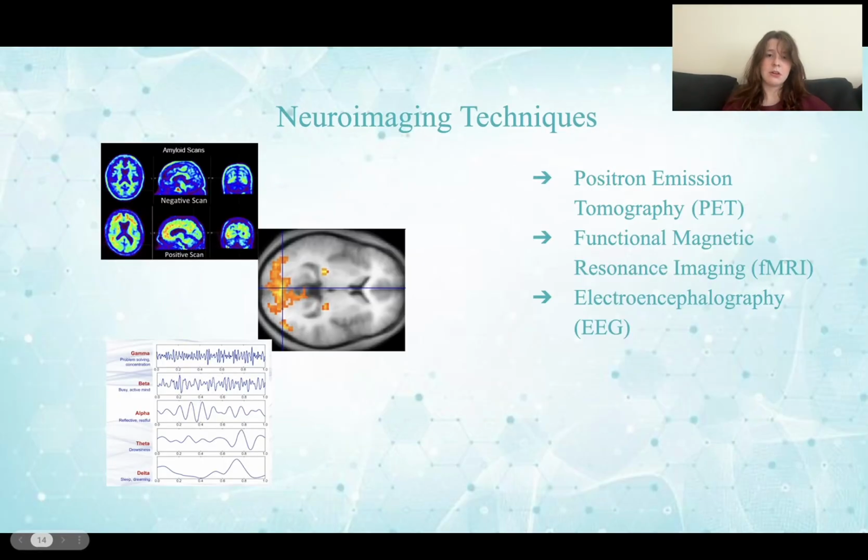Then we have the neuroimaging techniques. First, we have the PET scan, which is the positron emission tomography. Then we have fMRI, functional magnetic resonance imaging. Then, lastly, we have the EEG, which is the electroencephalography scan.